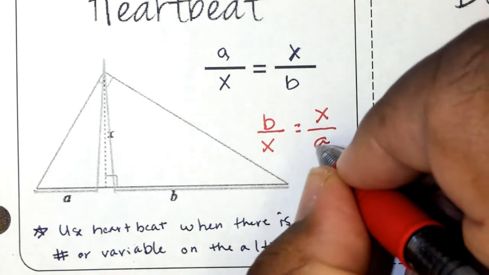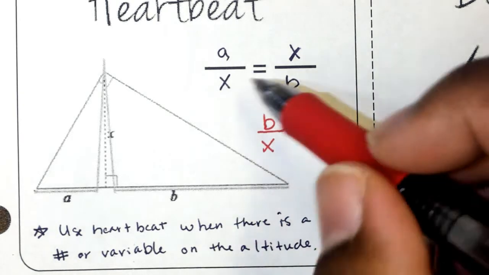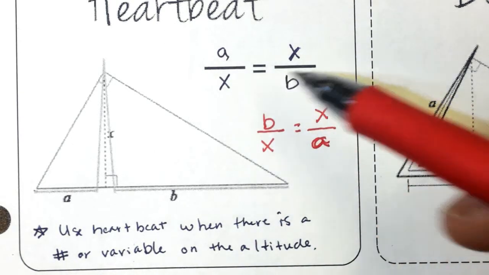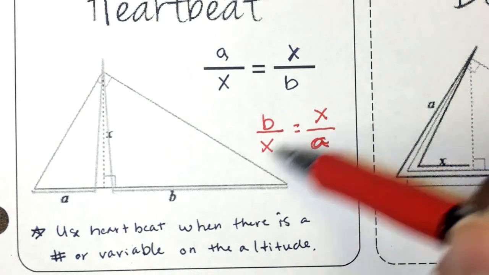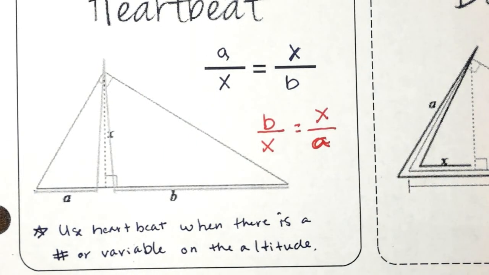These two proportions are still written the same. They're still going to give you the same thing, because if you think about it, in the proportions, you're still multiplying A times B and then X times X. Same here, B times A and X times X. Still going to match up the same. You can go right to left or left to right. Just make sure you do the heartbeat. Alright, so that's the heartbeat method to set up a proportion.